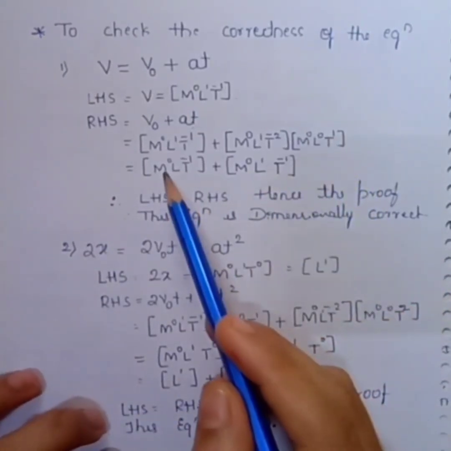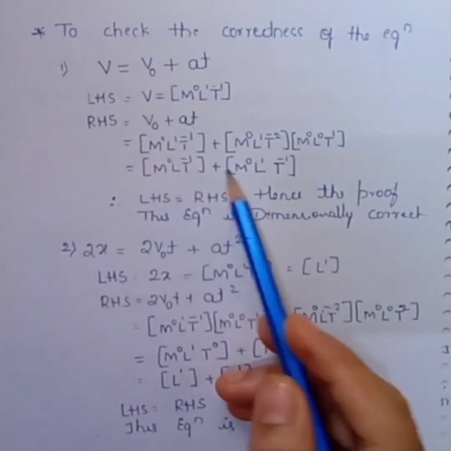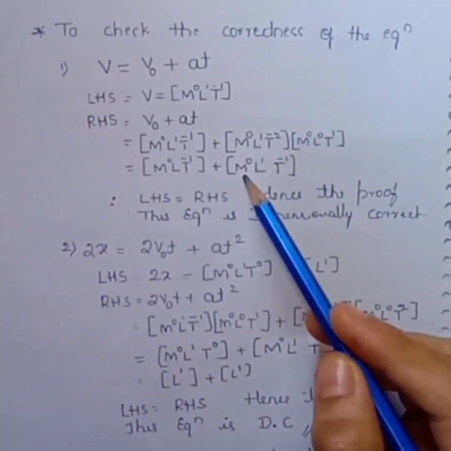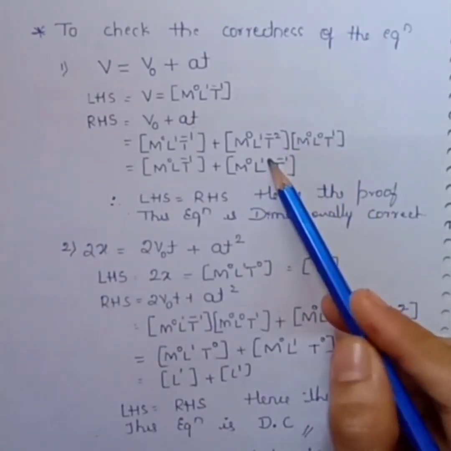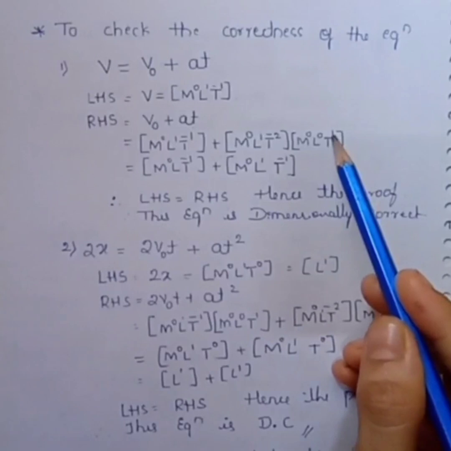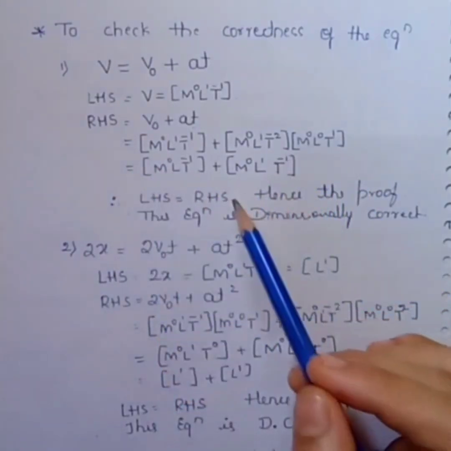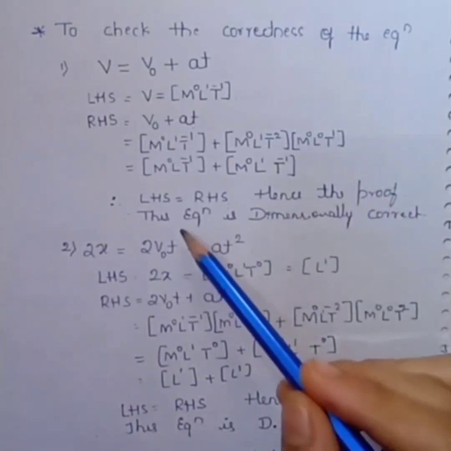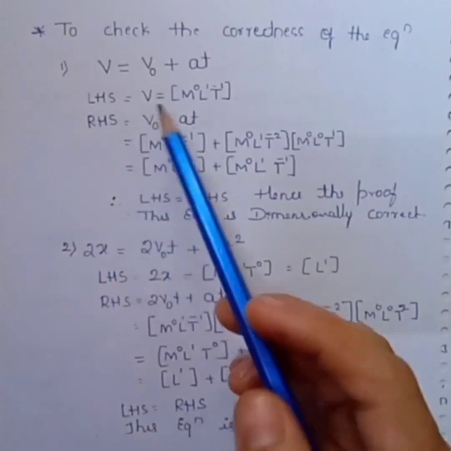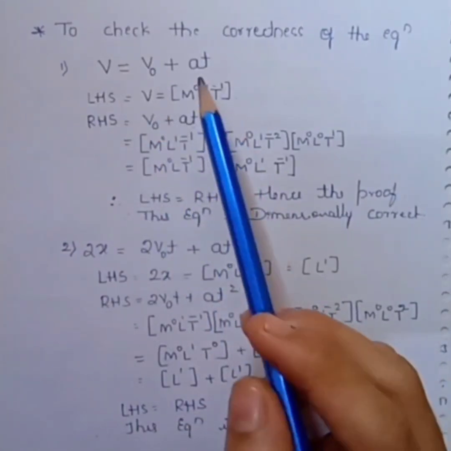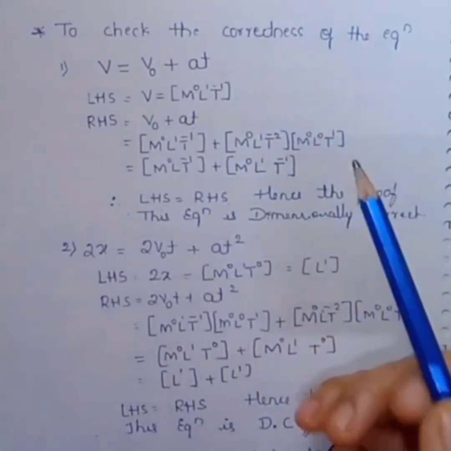So here M^0 L T^-1 gives the initial velocity v0, plus M^0, as it is, L^1 L^0 is there, so L^1, T^-2 T^1 is there, so it becomes T^-1. Here LHS equals RHS, hence proved. Therefore the equation is dimensionally correct. This one is the first derivation, which depends on the first application of dimensional analysis, to check the correctness of the equation.